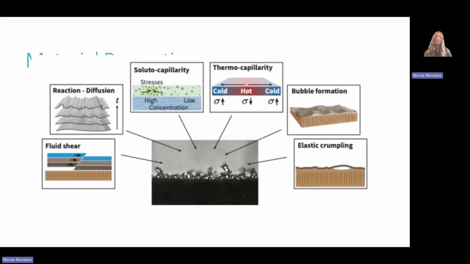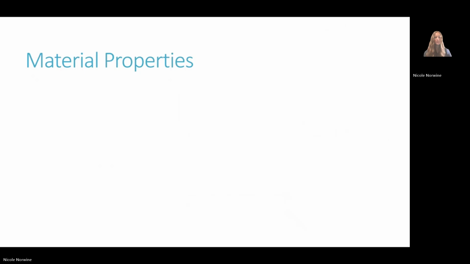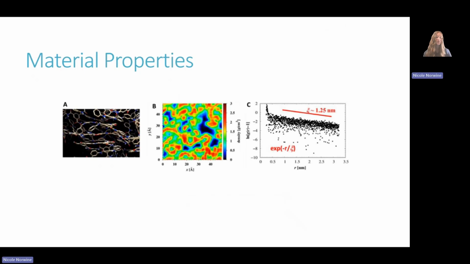In a journal article used for the background of this research, they looked at fluid shear, diffusion rates, capillary responses to stress, capillary responses to heat, bubble formation, and elastic crumbling for deformation of membranes. And then in a closer look at polymer membranes, here are the molecular structures, as you can see under microscopes at varying scales. And here's another look at the molecular structure based off of some molecular properties.